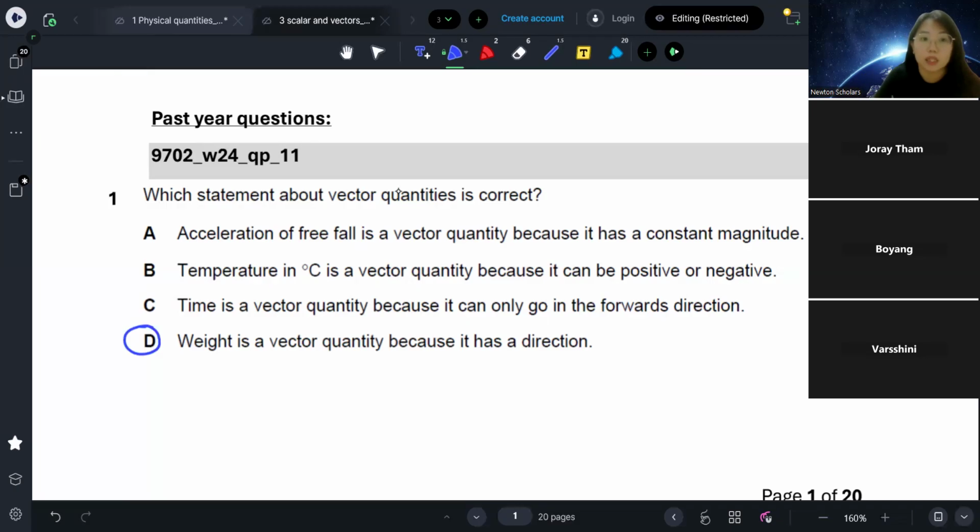Okay, question A, acceleration is a vector, yes. But the problem is the explanation doesn't mention why it is a vector. It should mention it has magnitude and direction, but it doesn't explain about the vector. So this statement is not complete. Temperature is a vector? No, this is scalar, because temperature does not have direction. Time does not have direction. So the correct answer is D. Okay, boys and girls, we go to your next page.